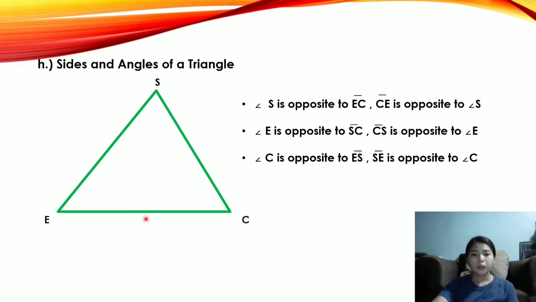And then we have angle C. Angle C is opposite to side ES. Therefore, side SE is opposite to angle C. So those are the sides and angles of a triangle. So those are the theorems and properties of triangles.